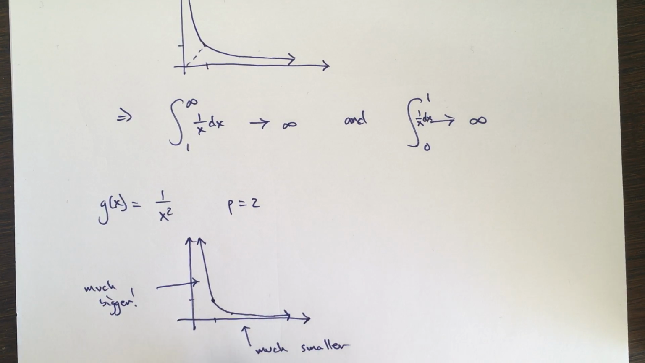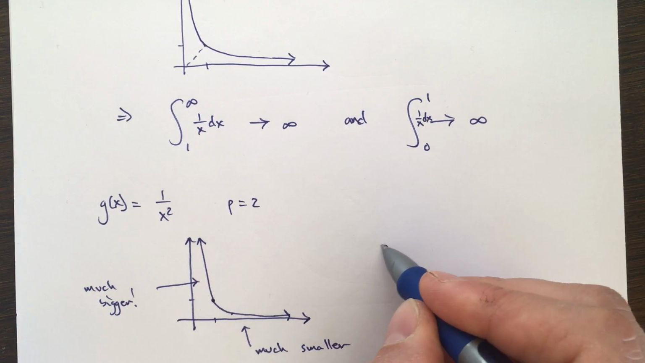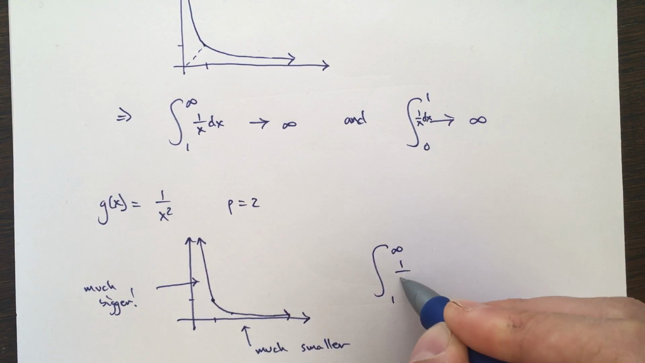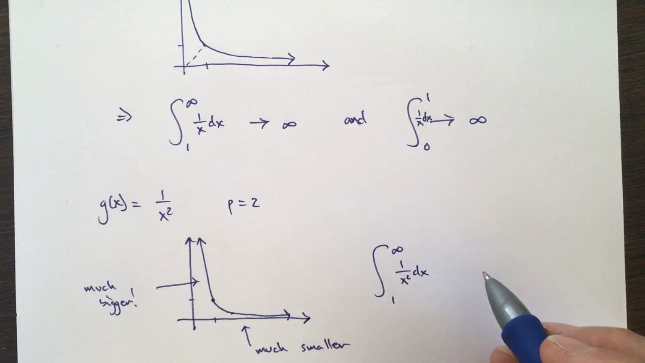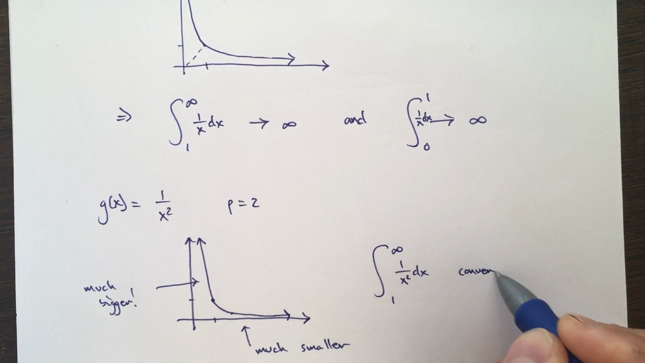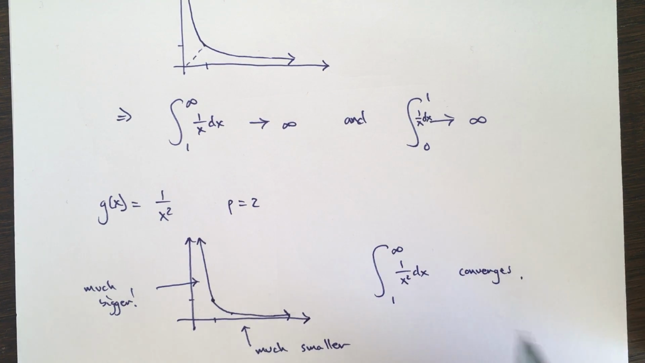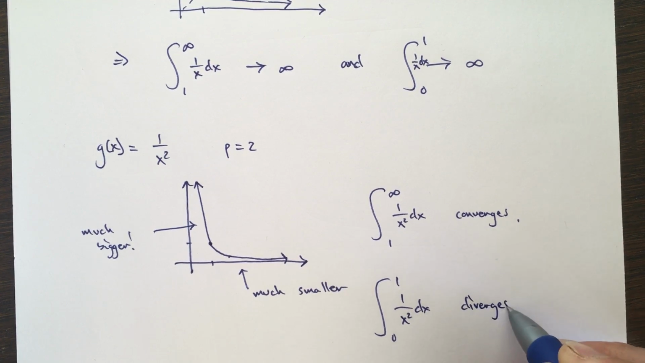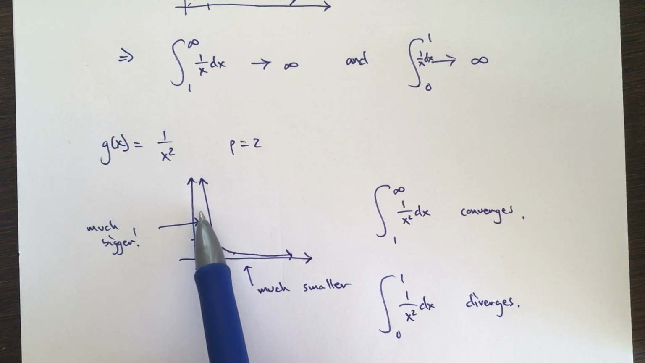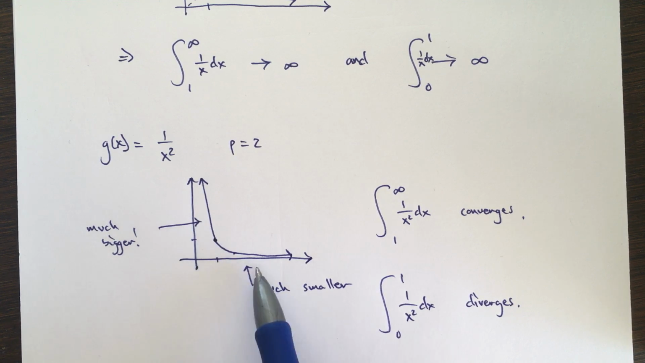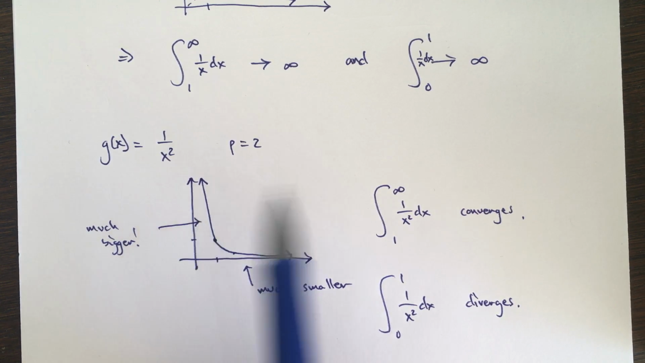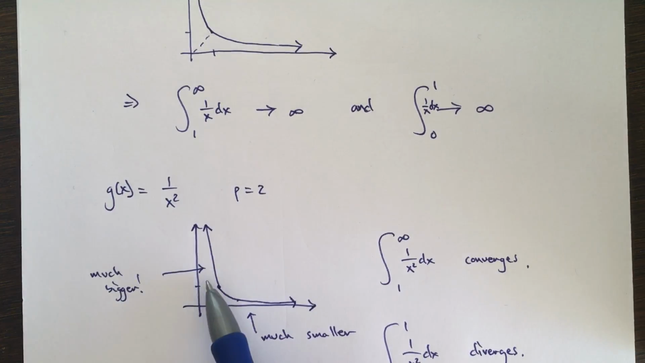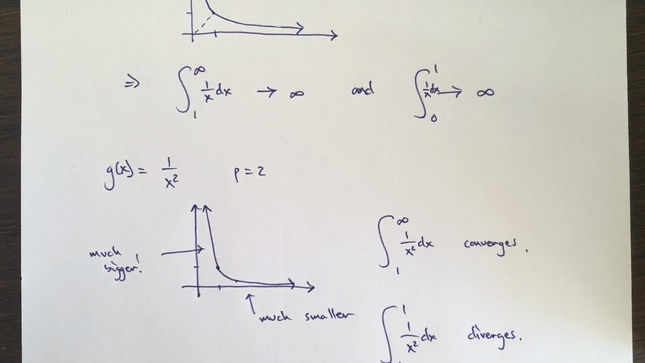And so what we know in this case is that the integral from 1 to infinity of 1 over x squared dx actually converges. I think it converges to 1, but I forget. And then the integral from 0 to 1 of 1 over x squared dx diverges. Okay, and that's because this area is now quite a bit bigger than this area, and this area is even bigger than the one that we had for 1 over x, so it definitely diverges.